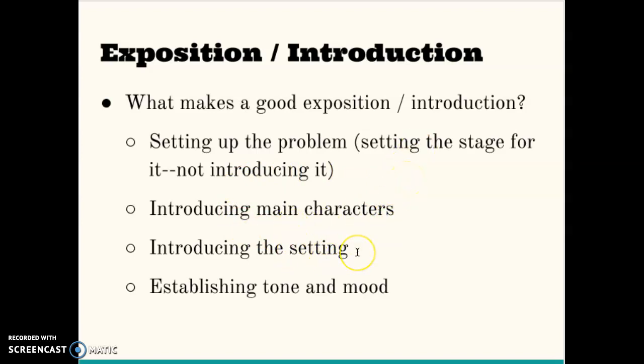You also need to know the setting. Again, that is the time and the place. And it establishes the tone and mood, which again is kind of how you feel about the story.